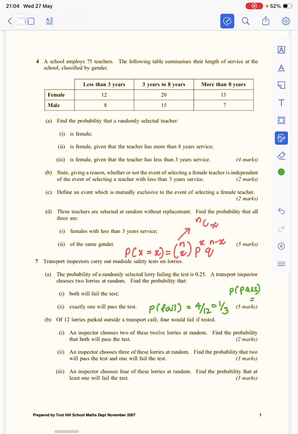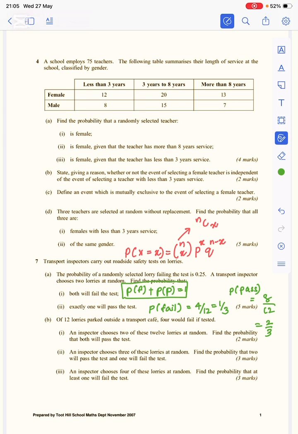That means 2 divided by 3. Or you can say it is 8 divided by 12. If 4 fail, 8 pass. So this one will be 2 divided by 3. Except that one, how to get this? P fail plus P pass should equal 1. In that way also you can think about that.